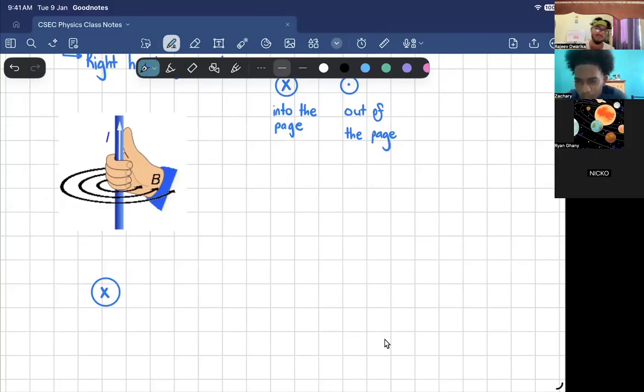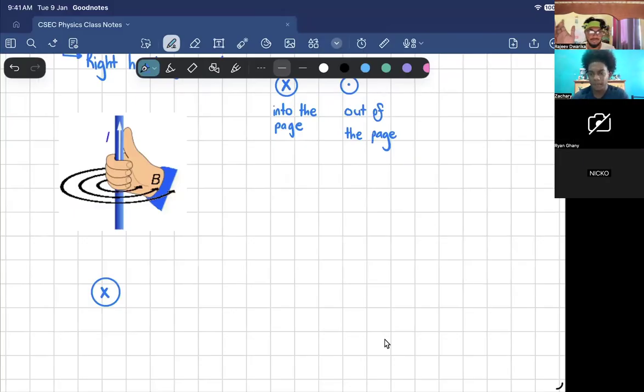Okay. But Nikolai and Ryan, put on the camera so we can do this together so you all can fully understand it. Alright, but in the meantime, Zachary, you see the X. What does the X mean about the current? It's going into the page. So where should you point your thumb?